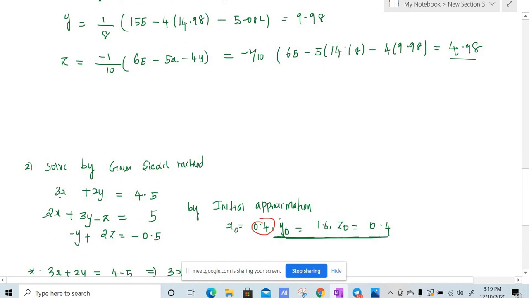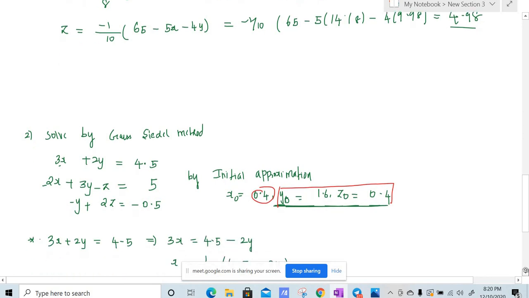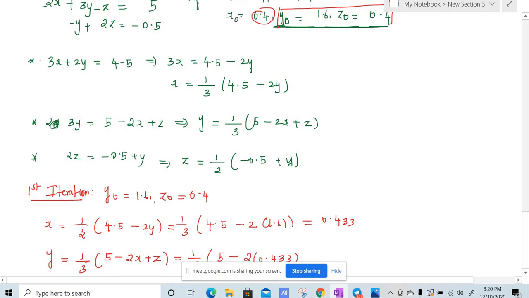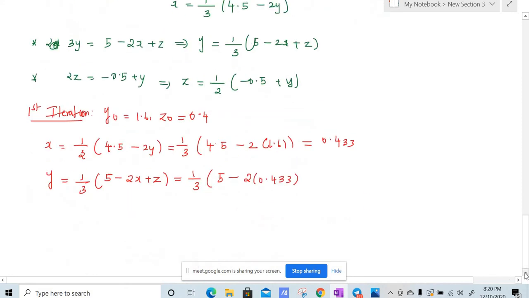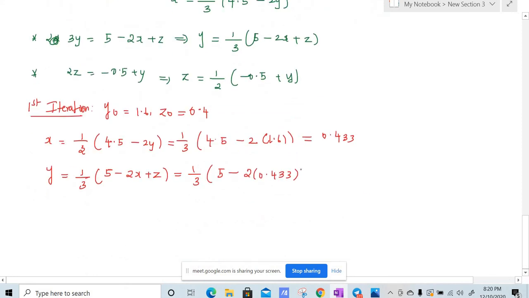So here we are assuming y naught and z naught and solving for x. Some students may assume x naught and y naught and solve for z naught, right? So we are assuming y naught and z naught, and then we are taking the latest value for x. It is not that you have to assume these two alone. You can also assume x naught and y naught and solve for z naught, but you always maintain this so that it will be standard for all. So you need to find the latest value for x.